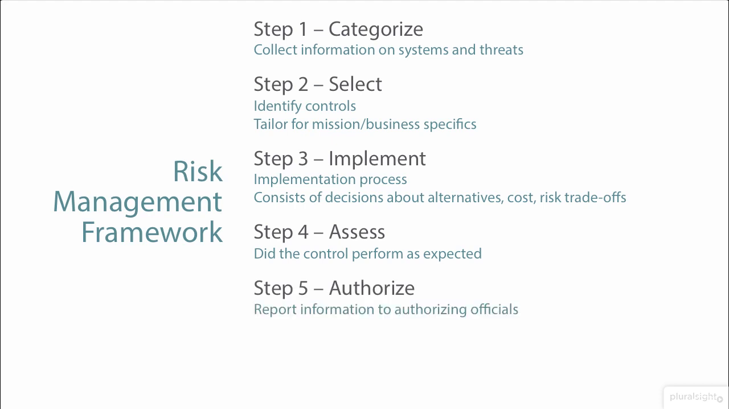Now, once we do that, we need to report information to the authorizing officials. This simply is part of that communication stage, where we make sure that the people who are supposed to be responsible for making sure that the organization is following its risk management are given that information to show that it is occurring.